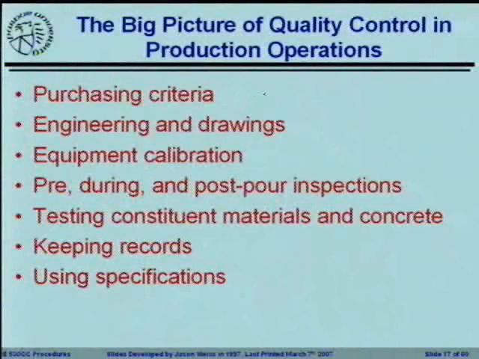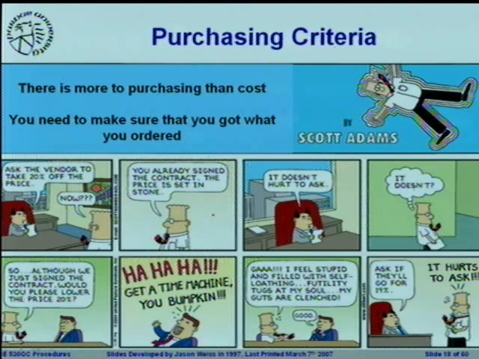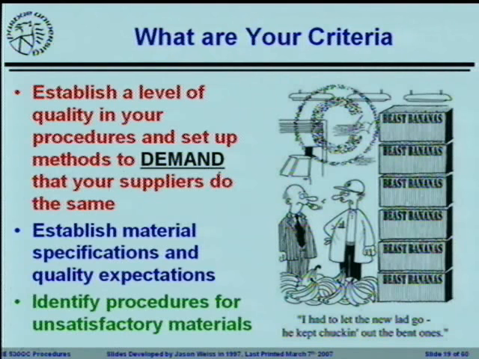We want to know what the criteria are for purchasing. We want to know something about the engineering and the drawings that are being used, the calibration of the equipment, inspections, the testing, keeping records. All these are important concepts. Remember, we said that there's more to life in purchasing than just looking at the bottom line, and part of this is making sure that you're getting what you're after. Make sure everyone understands what you're going to do in the case where your materials don't meet specifications.